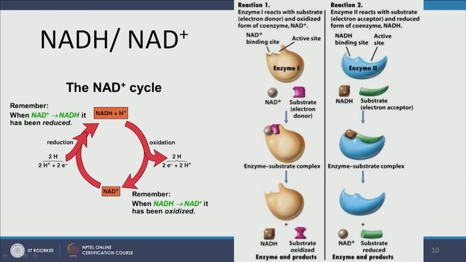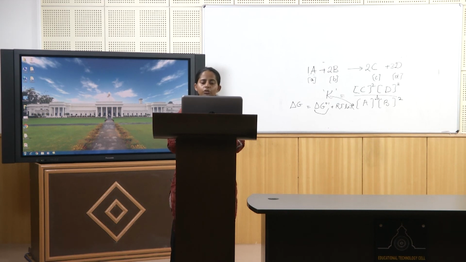oxidize NADH to NAD plus, and thus NADH and NAD plus act like the electron carriers between the electron donor and electron acceptor. So in biology, more often than not, the reactants and products do not come in direct contact with each other, but they use this messenger NAD plus NADH, which transfers electrons between them.